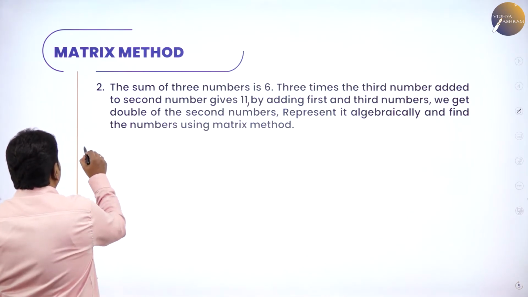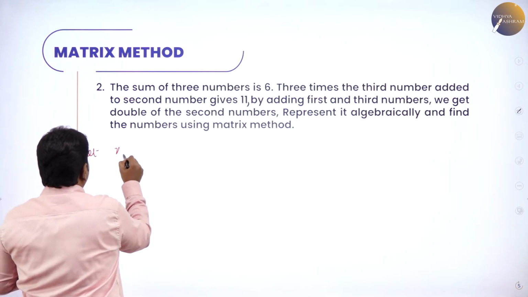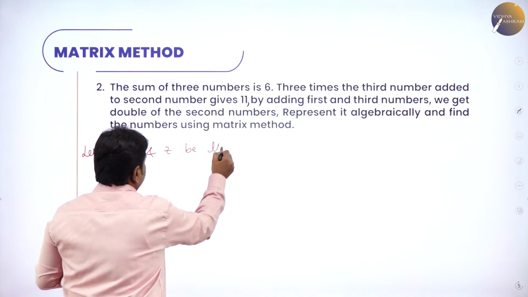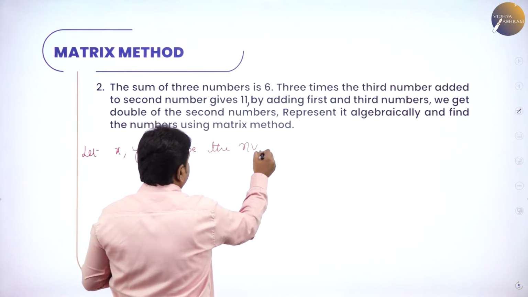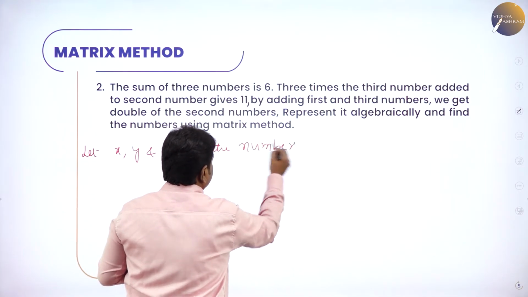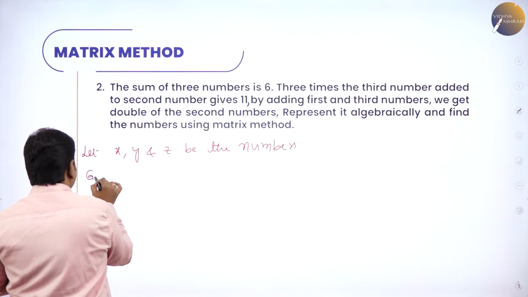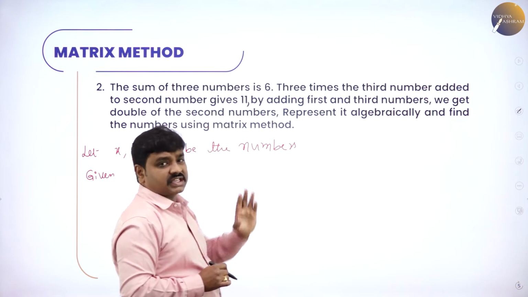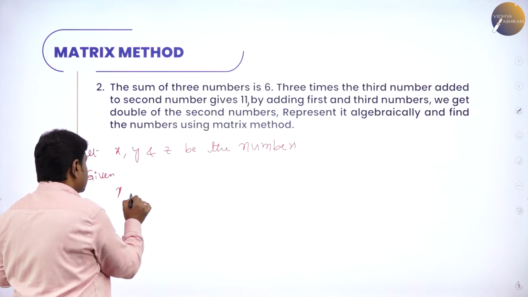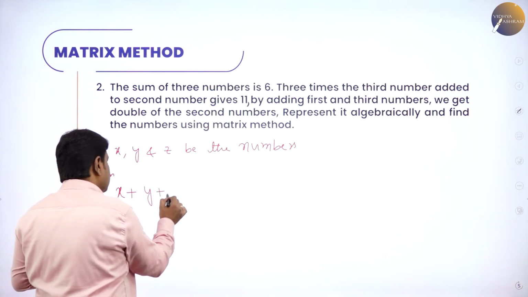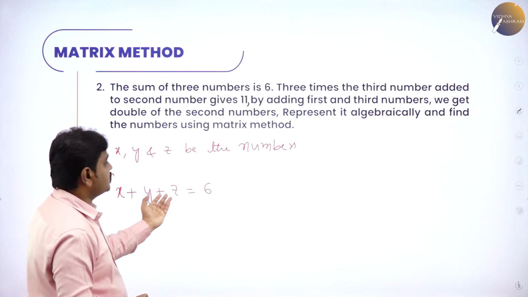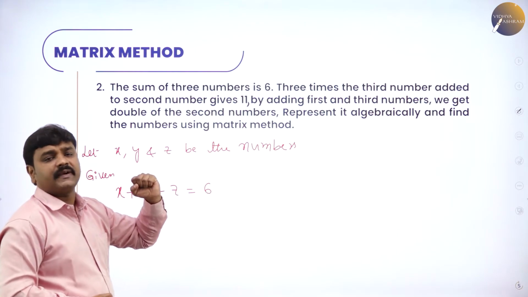Let us assume x, y and z be the numbers, that is our assumption. First you assume the numbers, and given what is given, we will write them in the form of equations. The sum of 3 numbers is 6. Can I say x plus y plus z is equal to 6? So this is given, I wrote it in the form of an equation.